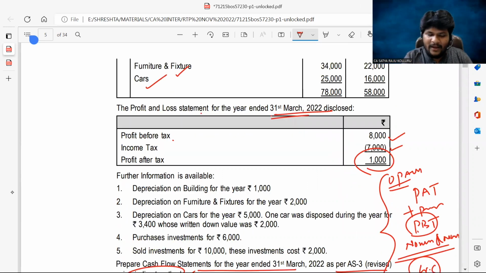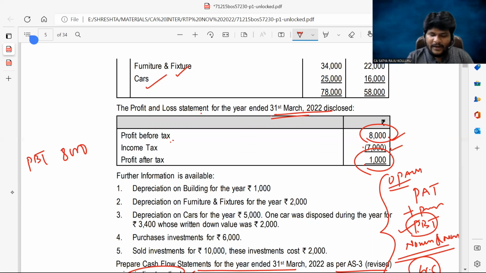PBT was directly available. Profit before tax was 8,000. If they had given PAT, then by adding the tax you would get PBT. Since PBT information itself is there, you can start directly with PBT, that is profit before tax. You can start. How much was given? 8,000.